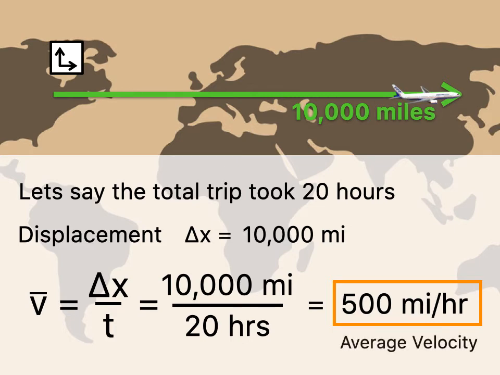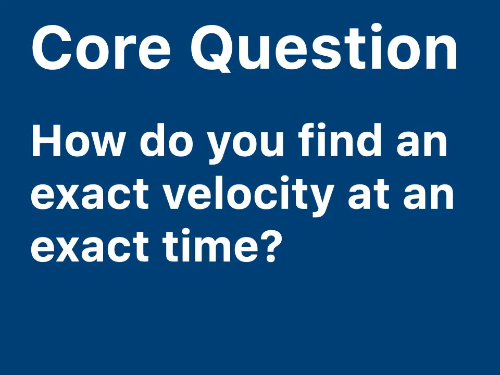Now, here's a core question. How do you find an exact velocity at an exact time? Because think about the plane. The plane is not staying at the same velocity for every second during those 20 hours. It's changing its velocity all the time. Since the plane is changing its velocity all the time, it begs the question, what is the velocity at a very exact moment? So that's what instantaneous velocity is.